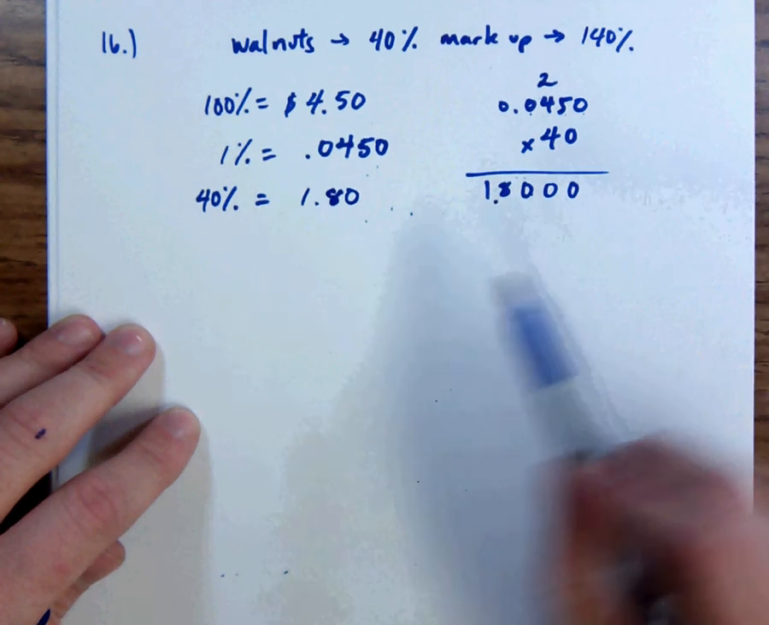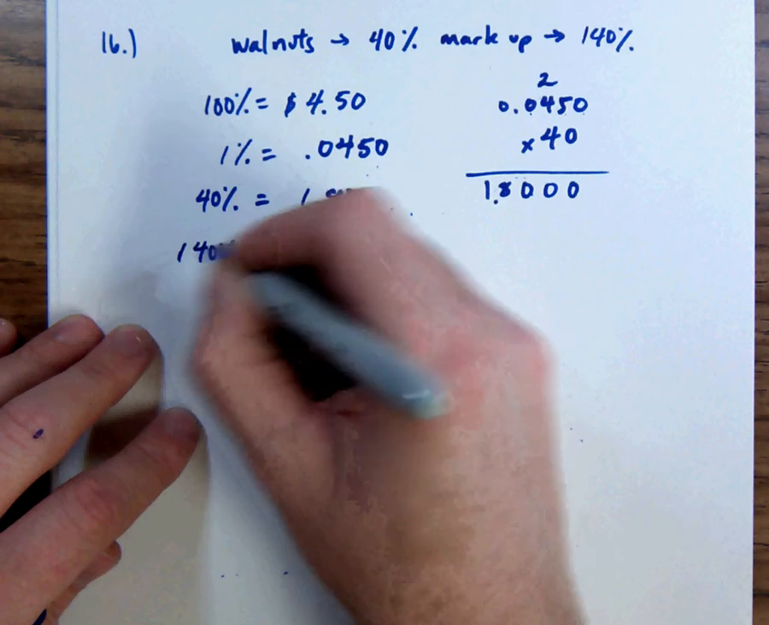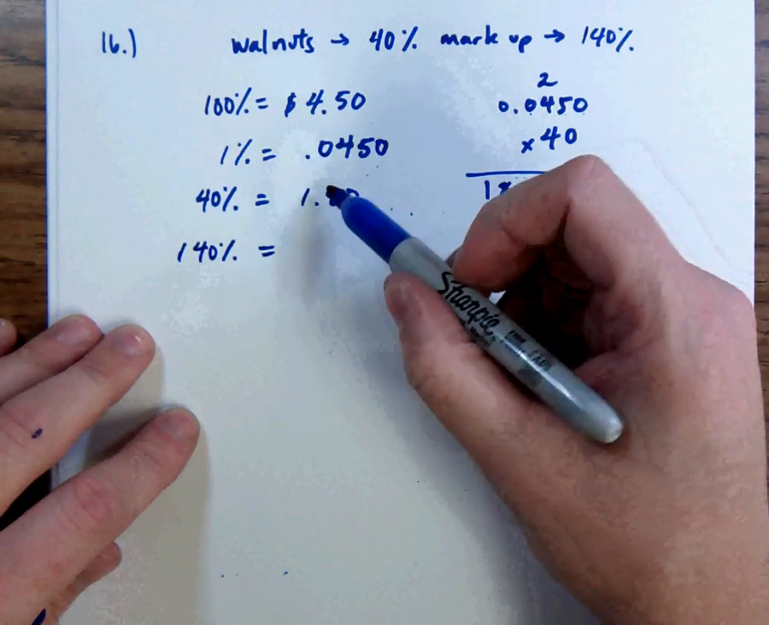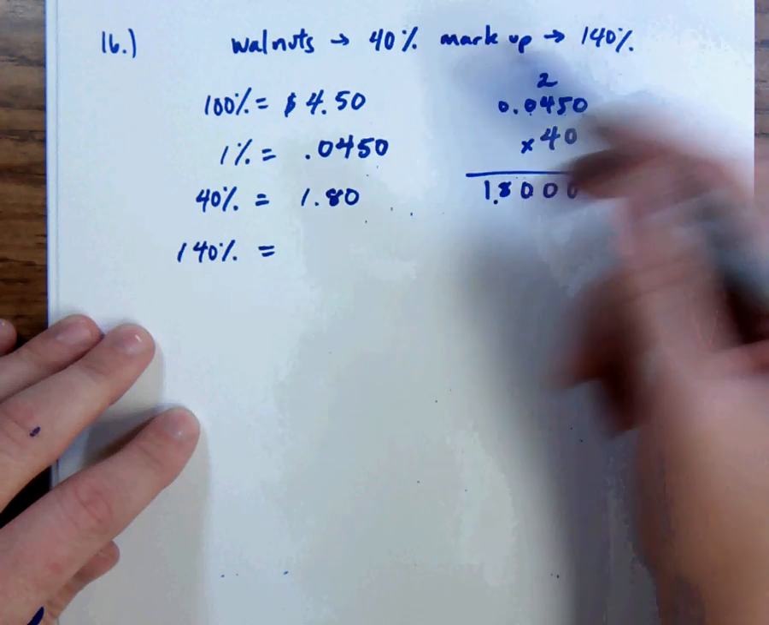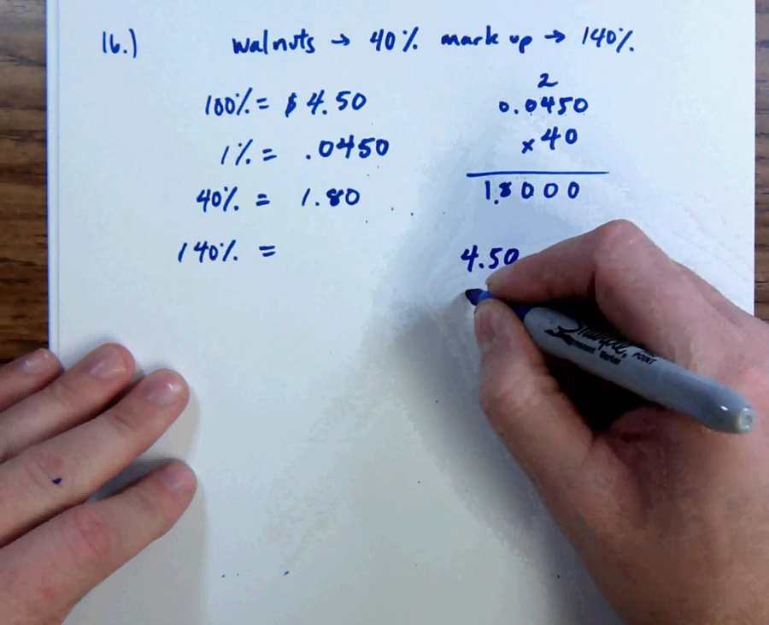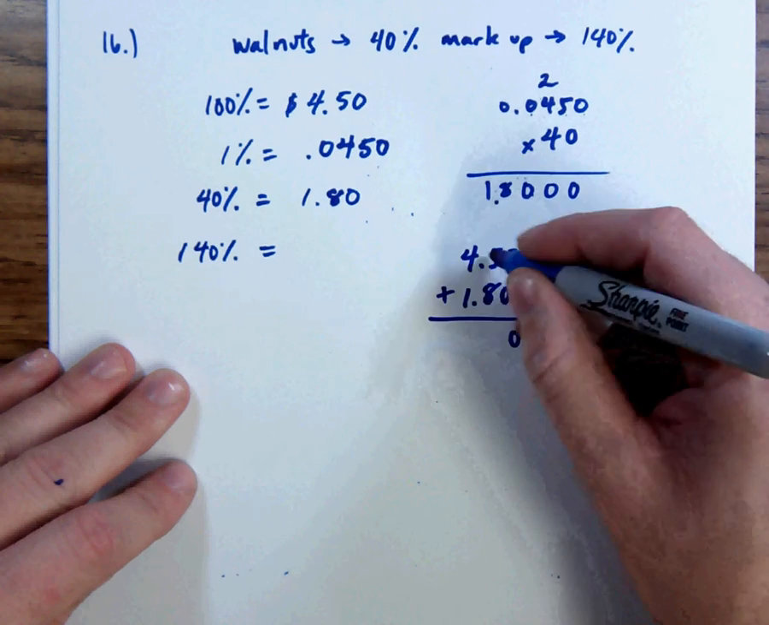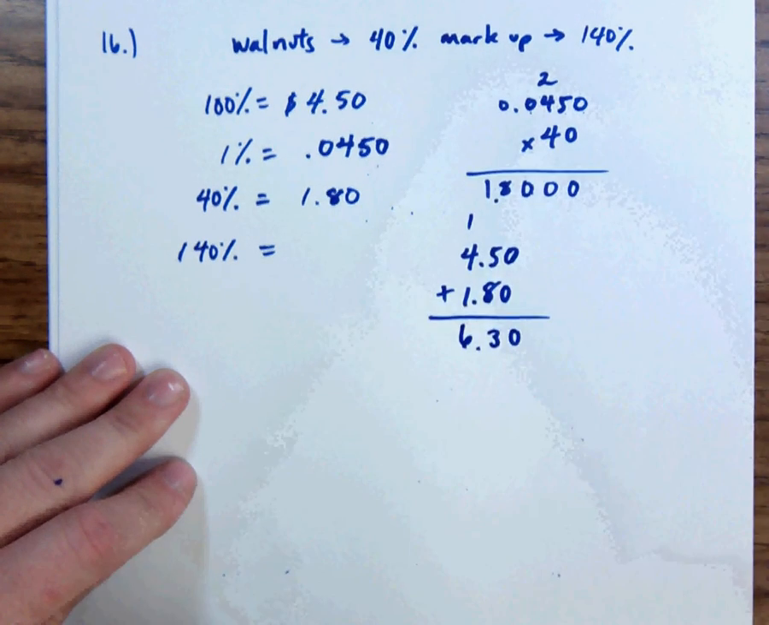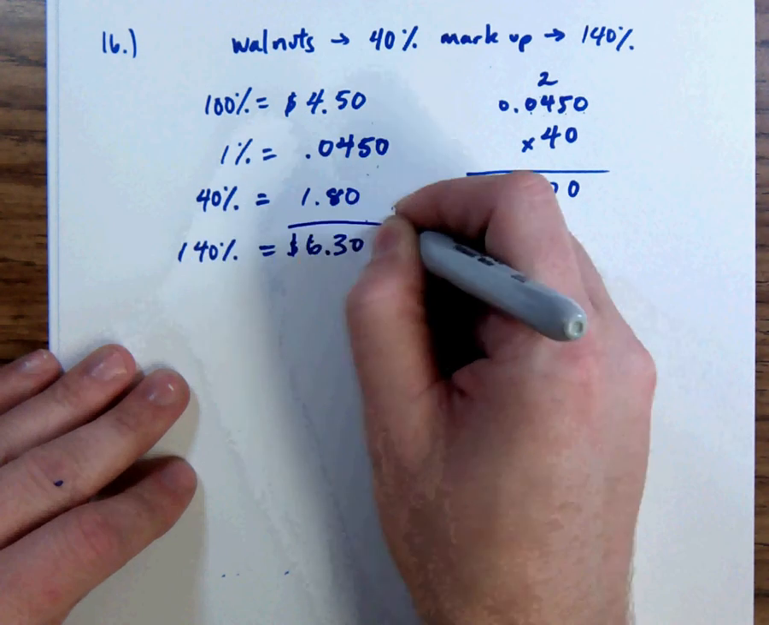Sorry about that. In order to find 140%, which is the 40% markup, we would have to add this to that. Now we know that 80 cents plus 50 cents is $1.30, and that's going to get a little wacky, so let's just add it over here. That will be 0, that'll be 13, and that will be 6. So we'll bring the decimal down, $6.30.